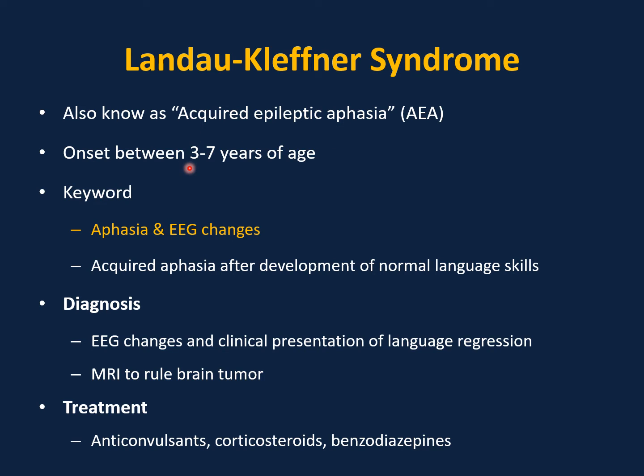The onset is between 3 and 7 years of age. The key word for this disease: aphasia, and the EEG changes. It is acquired aphasia after development of normal language skills. The diagnosis is EEG changes and the clinical presentation of language regression. So EEG changes and the language regression after normal development. The MRI is to rule out brain tumor, which is important. Treatment is anticonvulsants, corticosteroids, or benzodiazepines.